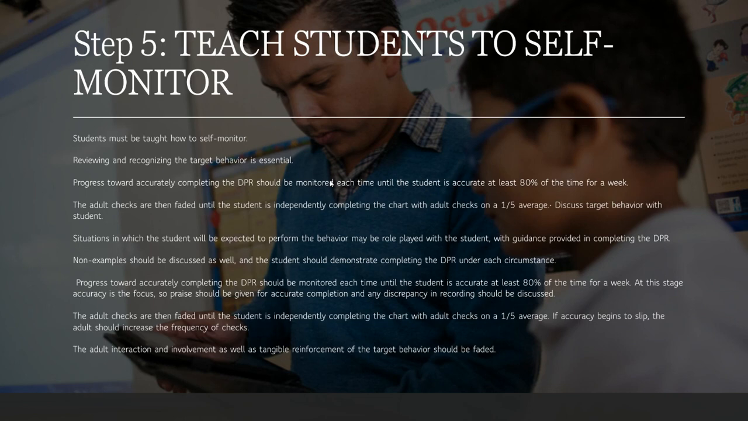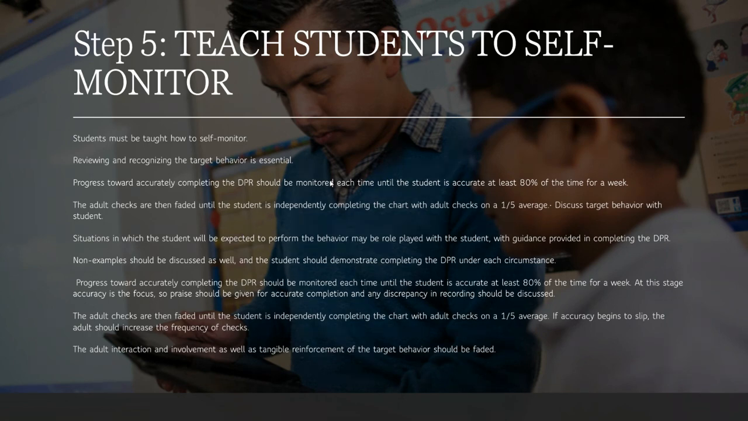As we see that they are completing the checks, the monitoring and the daily progress reports accurately, we're going to begin fading those adult checks to maybe down to once a week, where we're checking in to make sure they are completing those reports. And again, throughout this time, we want to continuously have these conversations with students about their target behavior and what those target behaviors are.